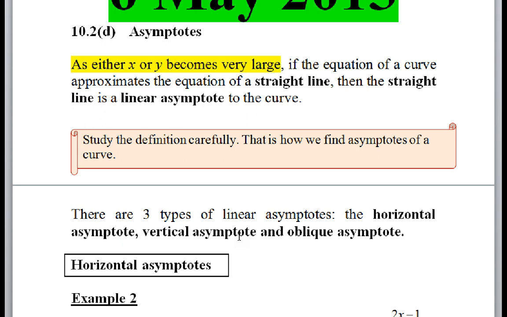Human behavior? Yes, it's human behavior. I'm just saying this in a very layman way, okay? It's not a mathematical definition. The mathematical definition is here. Later I'll go on to it. Alright?